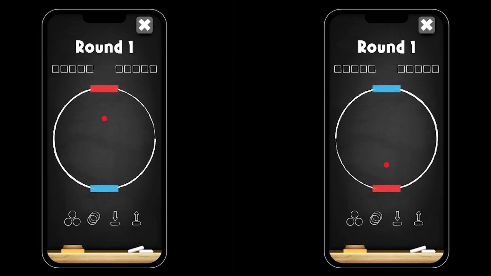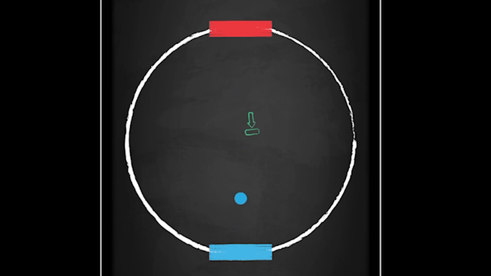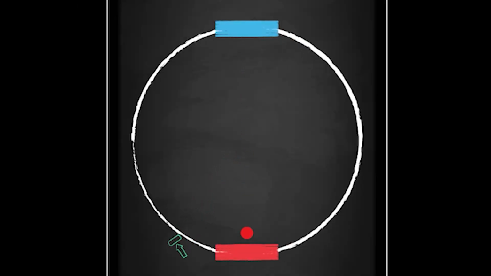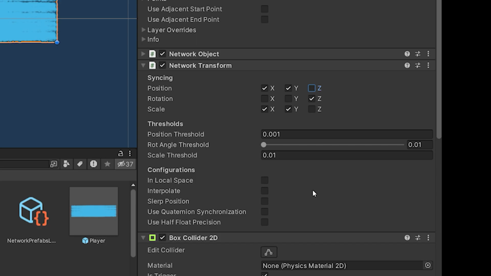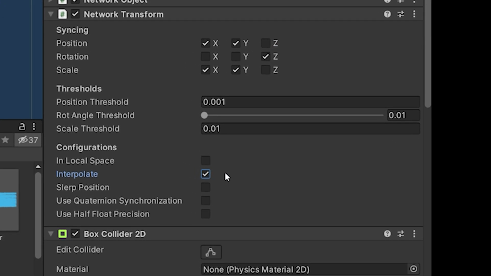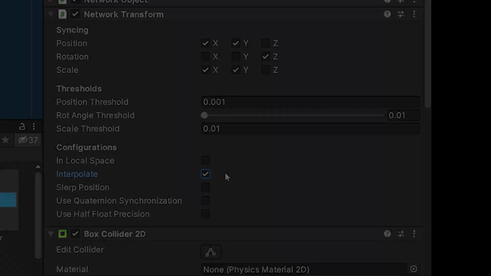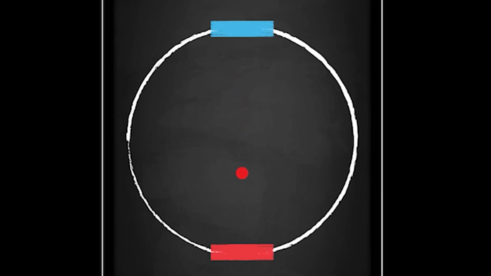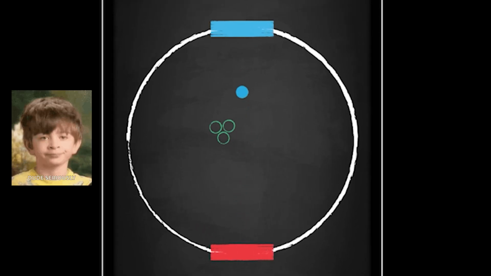But as you can see here, it is looking clean on the host, but very shaky on the client. But then I made my next big discovery. You can just turn on interpolation on this component. I really thought this would solve all my problems, but the result looked like this. So I realized that I would not be able to avoid programming the synchronization myself.